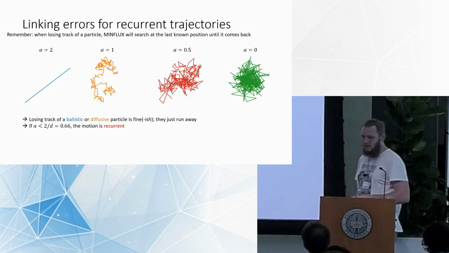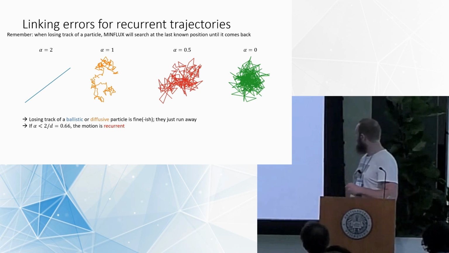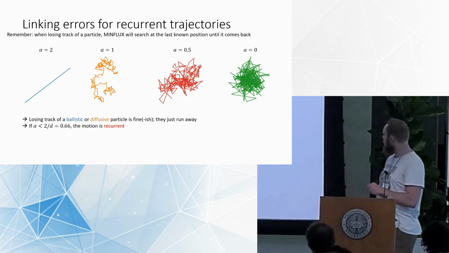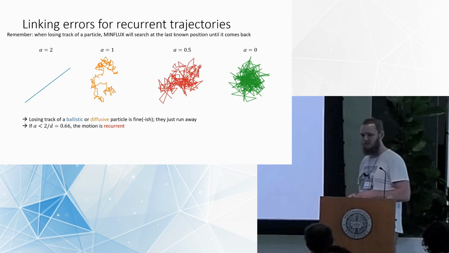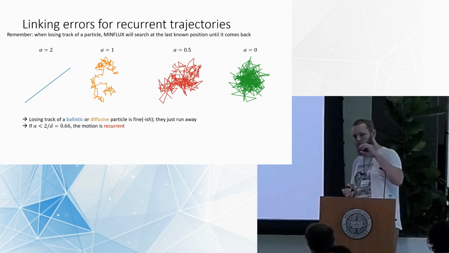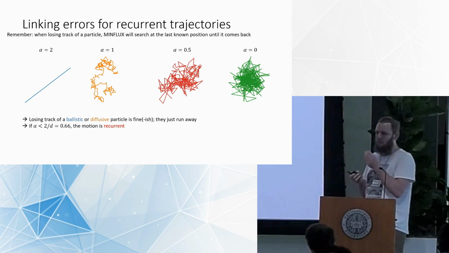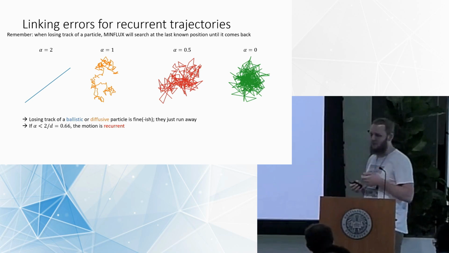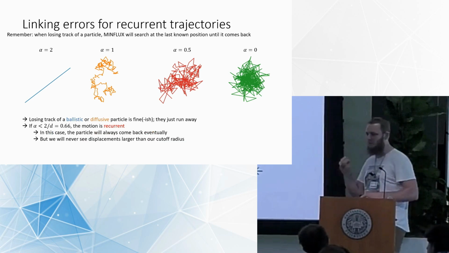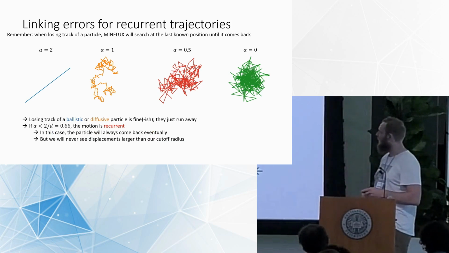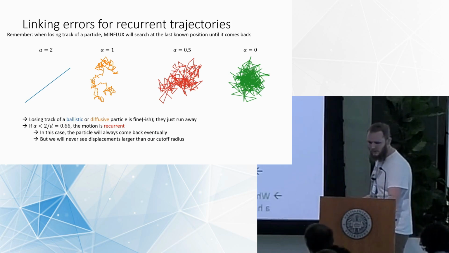results. So the precise statement is that for an MSD with an exponent smaller than 2 over the spatial dimension, the motion that you expect from your particles is recurrent in time, meaning whenever you find it at some point, it will come back there eventually. But you might miss the excursions it does in between if you have too small a linking radius.